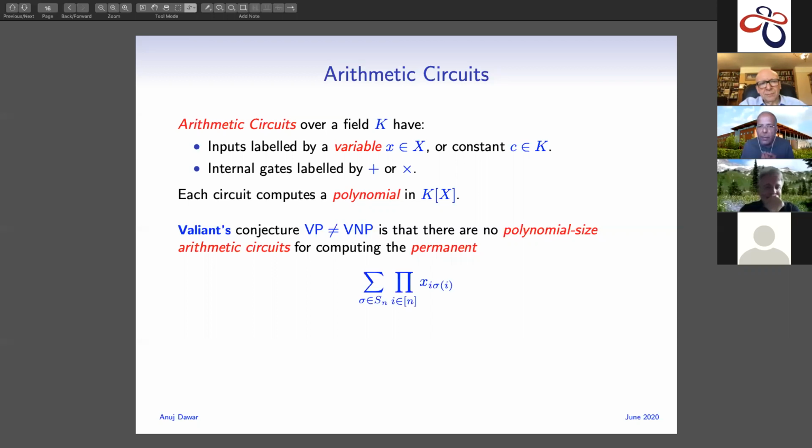So what is the permanent? It's the following polynomial. We have a square matrix of variables x_ij, with i, j in [n]. And the polynomial is the sum over all permutations sigma in S_n of the product over all i of x_{i,sigma(i)}. Okay.